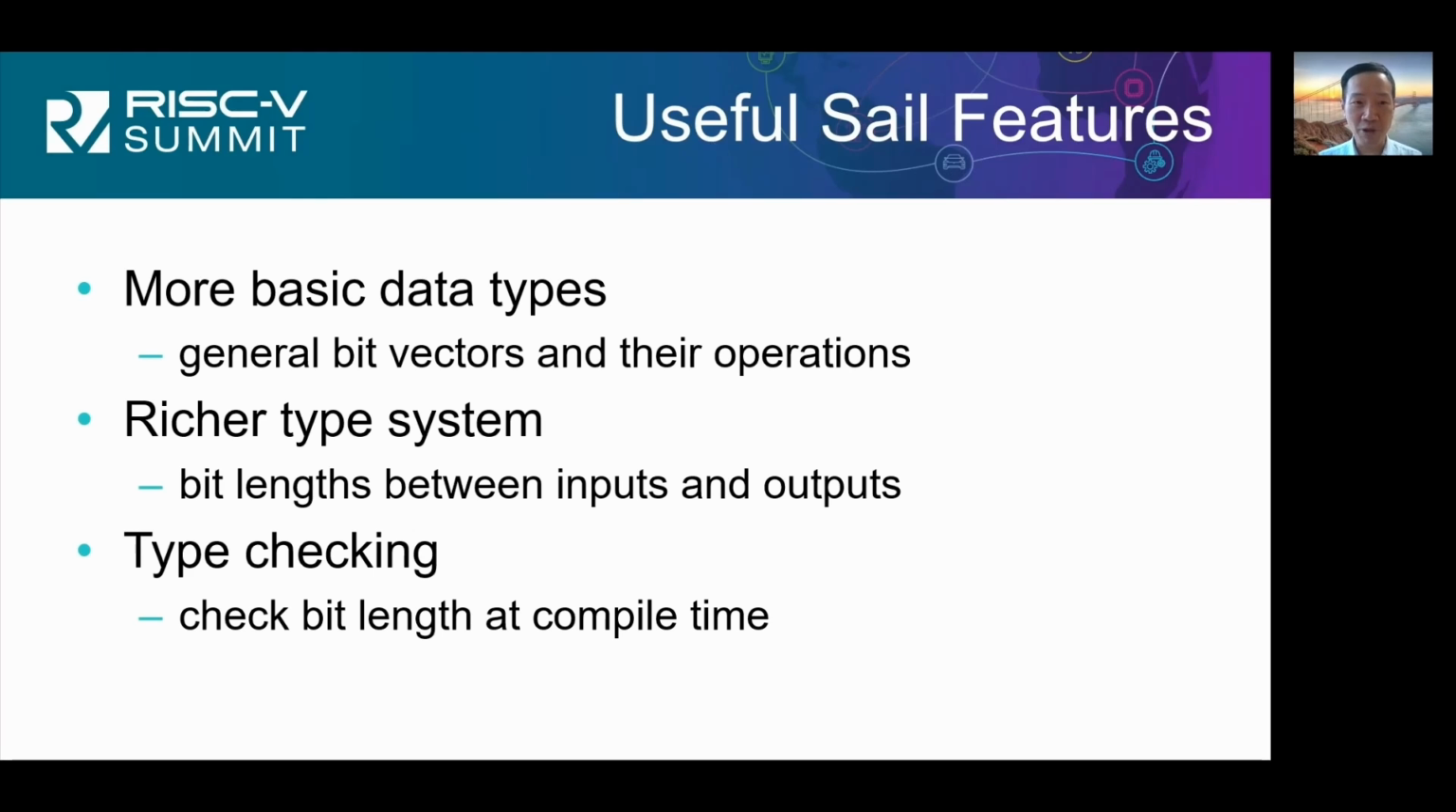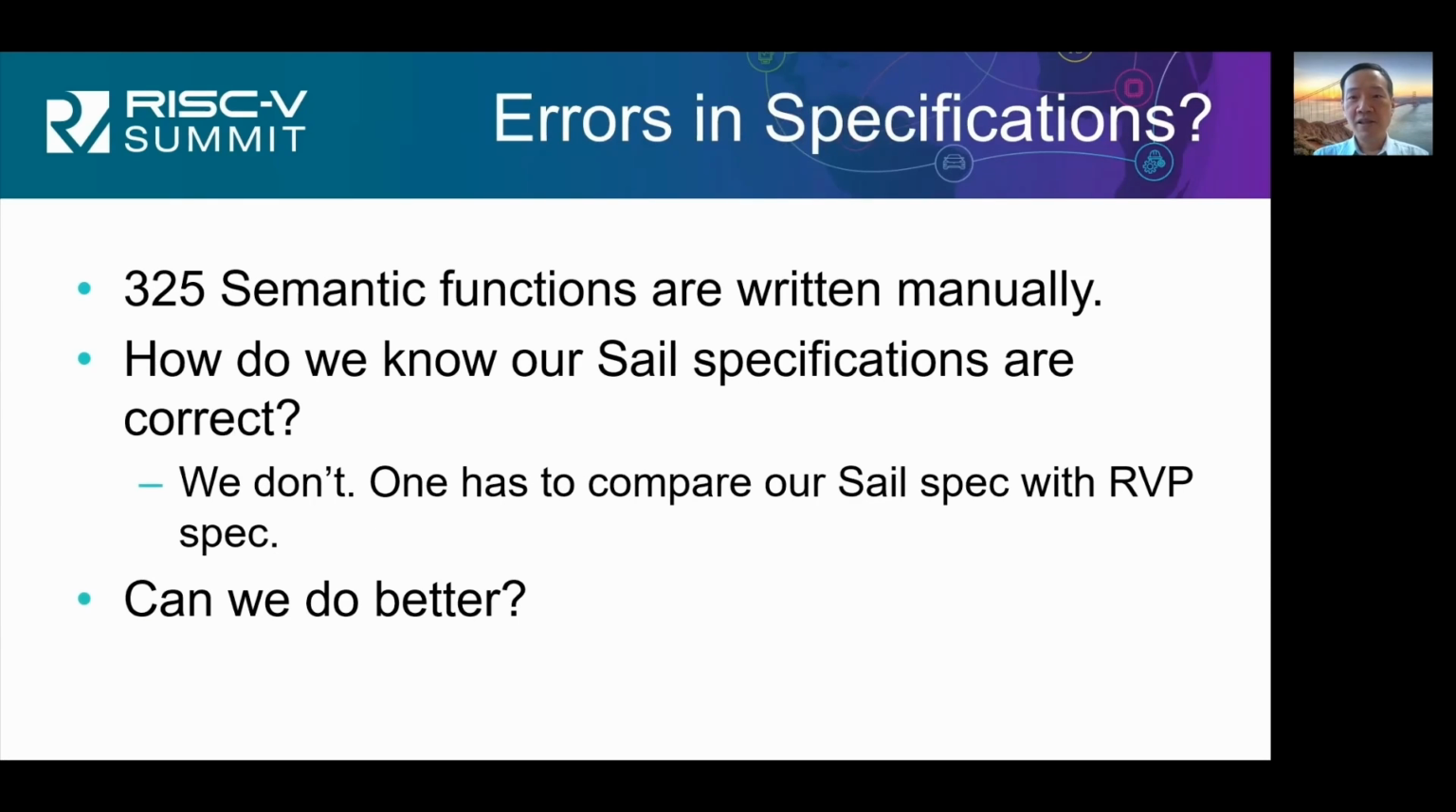And also the type checking mechanism in CL is very useful. This will check our specification at compile time. For example, say the input and output bit length don't match, then the CL compiler will say, well, there's an error here because this function is supposed to get 8-bit input, but we provide, say, 9-bit input. So that's an error. Okay. So with CL, and also with this classification, we can specify 385 semantic functions really quickly.